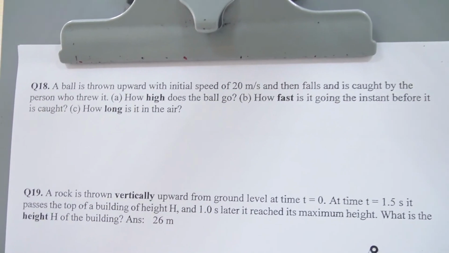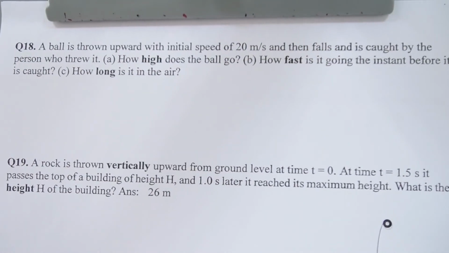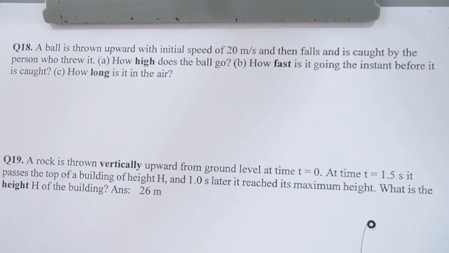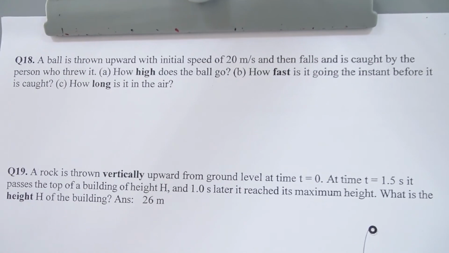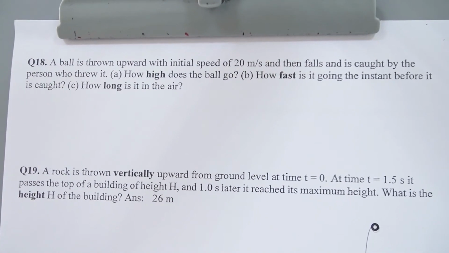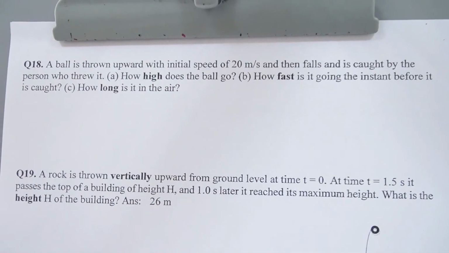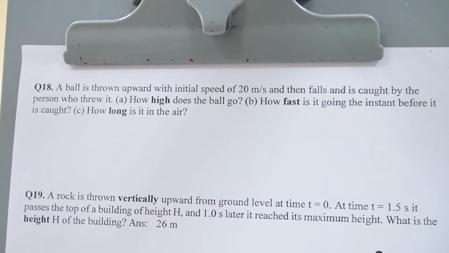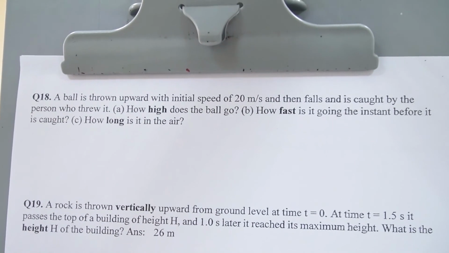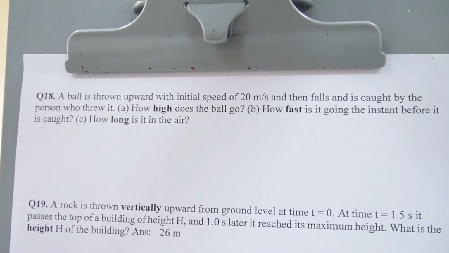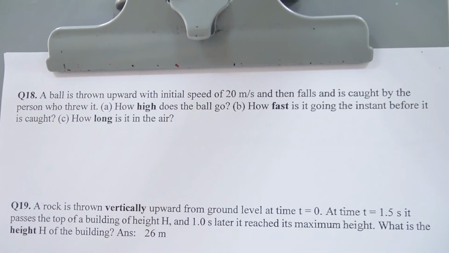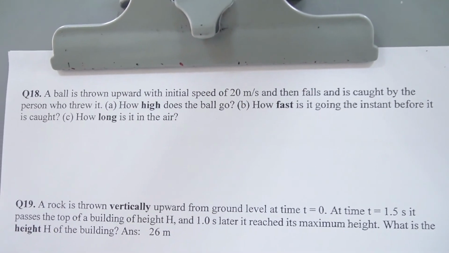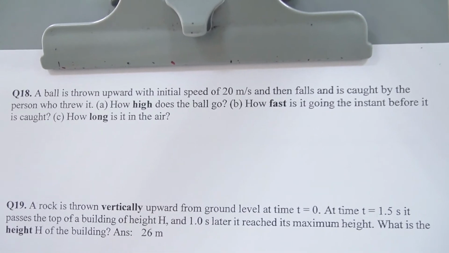Eighteen says, a ball is thrown upward with initial speed of 20 meters per second and then falls and is caught by the person who threw it. Part A, how high does the ball go? Part B, how fast is it going the instant before it is caught? Part C, how long is it in the air. Okay? So let's see how we can solve this question. Free fall.